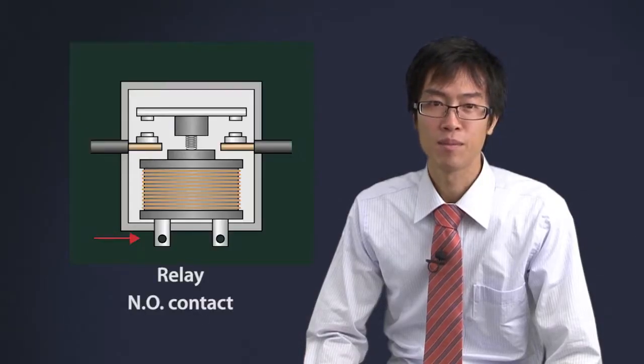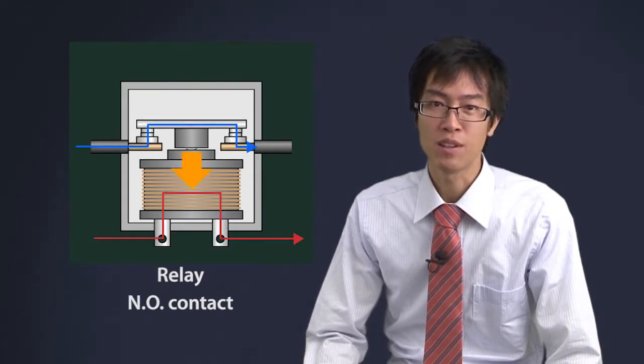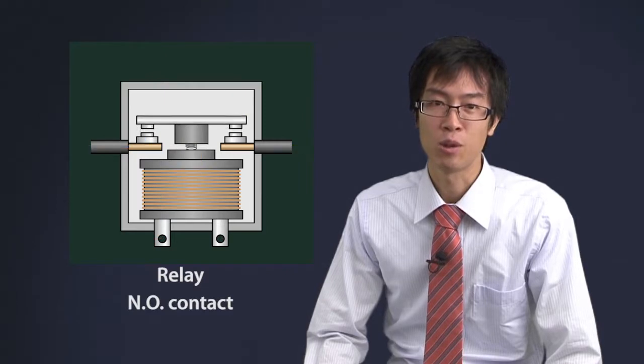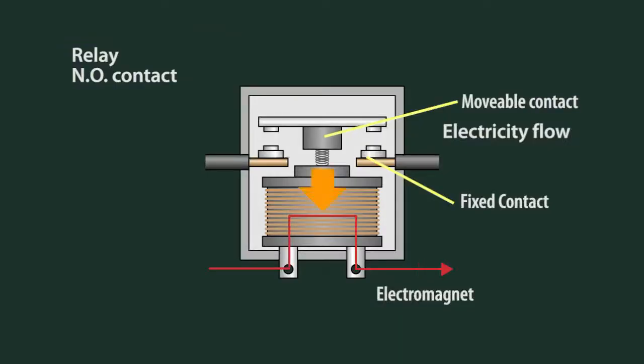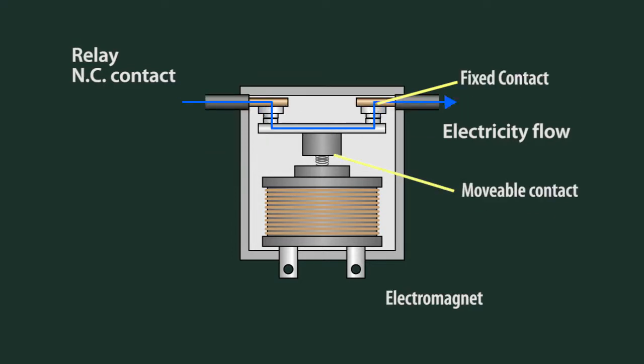Now about relays. A relay is a device that pulls a movable contact using an internal electromagnet to open or close the contact. A normally open contact relay is the same as a push button that is open by default. In a normally closed contact relay, the fixed contact is on the other side. It operates exactly opposite of normally open.